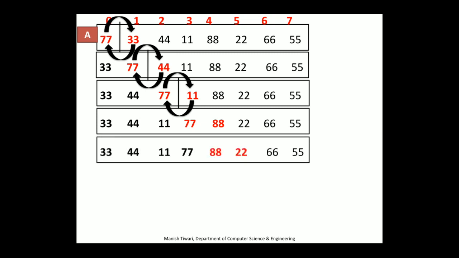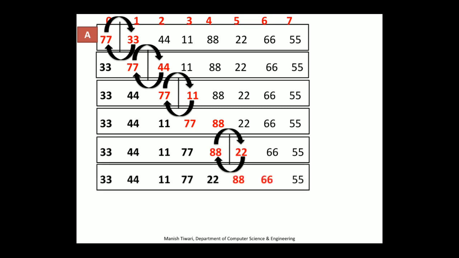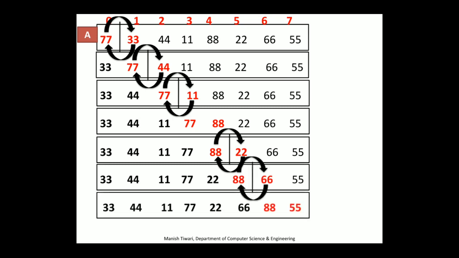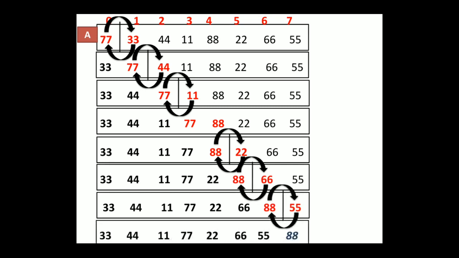Then A4 and A5 will be compared, and the values will be swapped. Then A5 and A6 will be compared, and again the values will be swapped. Then A6 and A7 will be compared, and again the values will be swapped. Now you see here, this is called the end of pass 1.